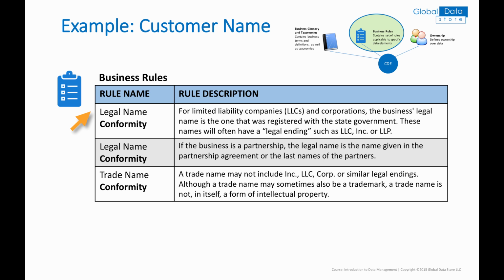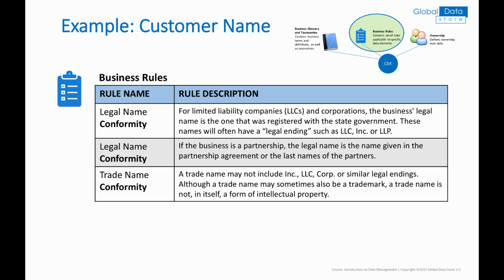For limited liability companies, LLCs, and corporations, the business legal name is the one that was registered with the state government. These names will often have a legal ending such as LLC, Inc. or LLP. And 2. If the business is a partnership, the legal name is the name given in the partnership agreement or the last names of the partners.